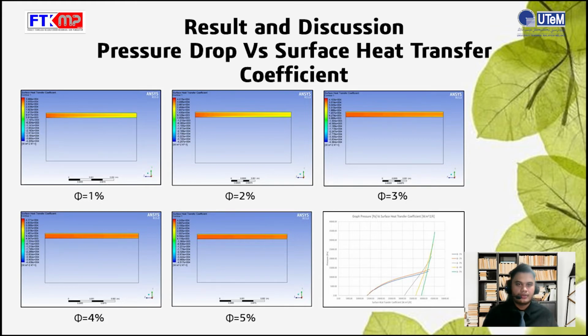So the graph between the pressure drop related to the heat transfer coefficient, in comparison to other nanofluids, shows the microchannel heat sink operating with a concentration of water CuO 5% has the highest heat transfer coefficient owing to its high thermal conductivity. However, when the heat transfer coefficient increases, the pressure reduces as well.